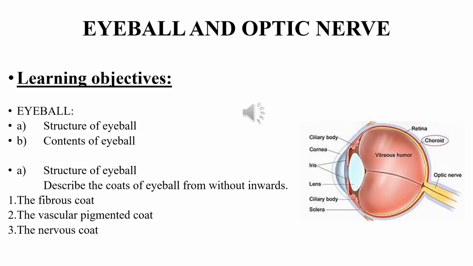From without inwards, and as you can see in this diagram, there are coats of the eyeball. The outermost coat is called the fibrous coat and consists of two parts. The middle one is the vascular coat and the innermost is the nervous coat.